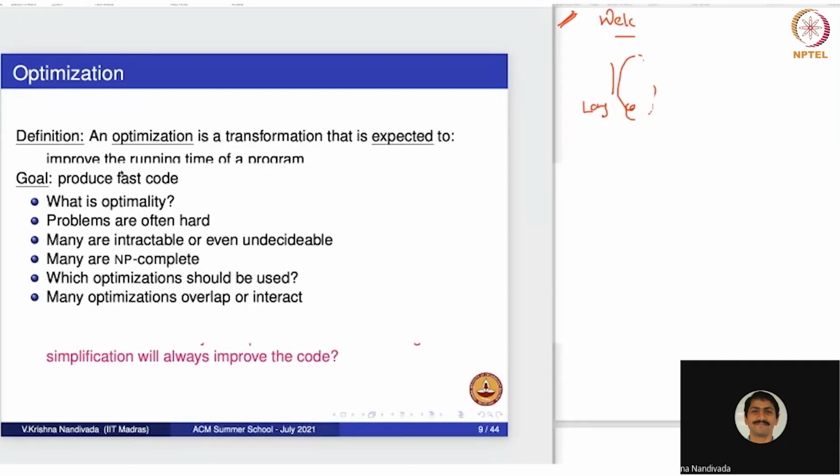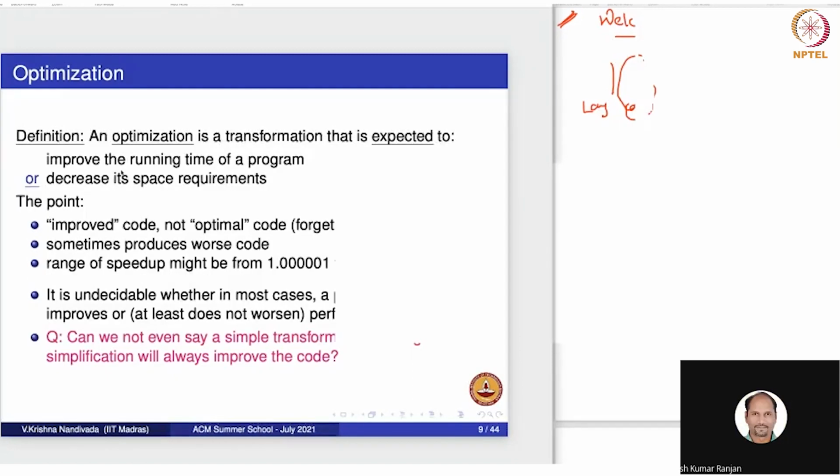Is the slide 9 visible? Yes, thank you. See, when we say an optimization is a transformation that is expected to improve, improve what? Some parameter that we care for. Could be the running time, could be improve the memory overhead, that is, reduce the memory space requirements. So what we are saying is improved, not optimal, not optimum.